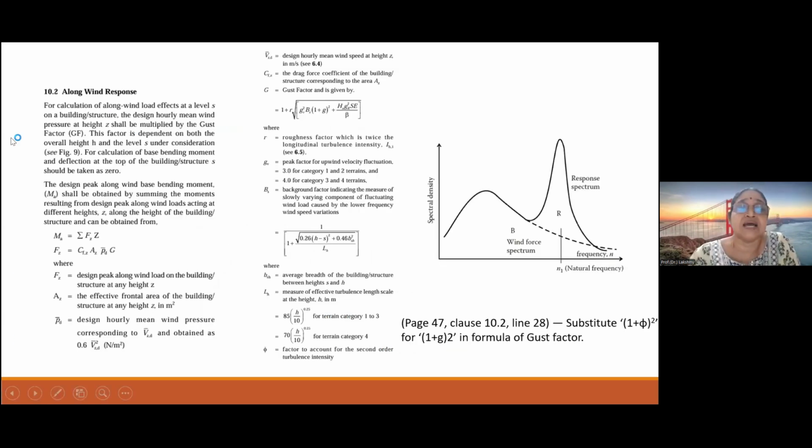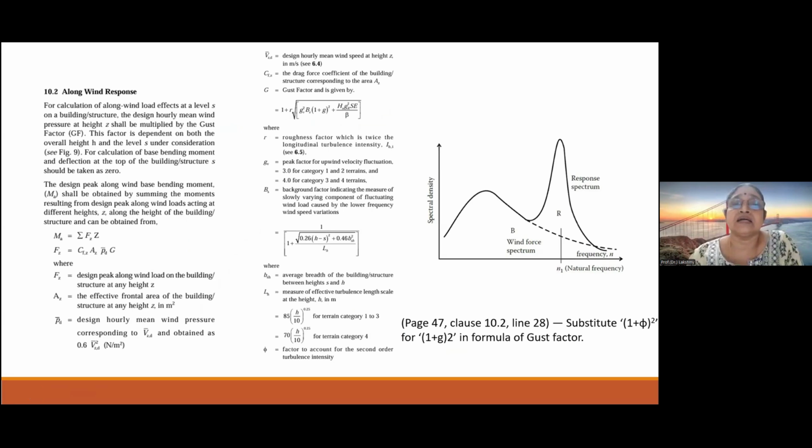Okay, so this we have already discussed, and these things, basically the base bending moment, shear, or the variation of bending moment and shear, are important with respect to the design, how to work out the bending moment and shear force at various levels so that you can size the structure accordingly.